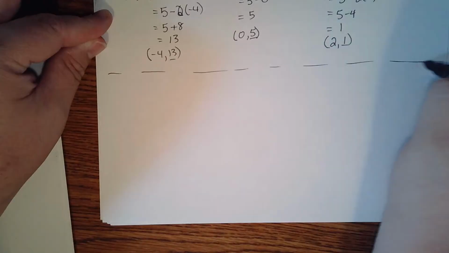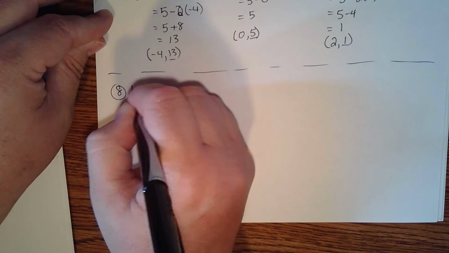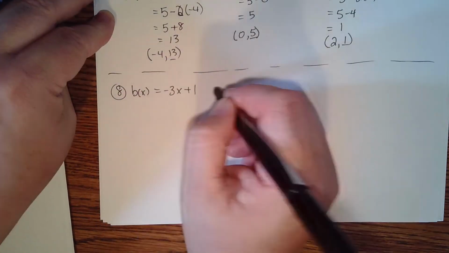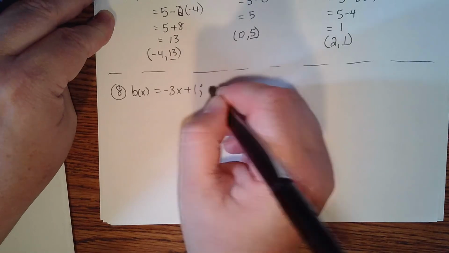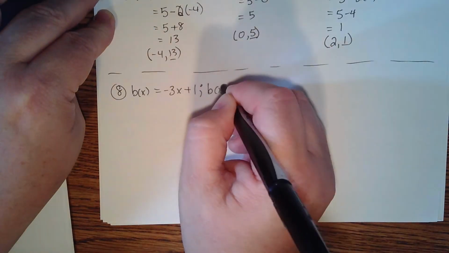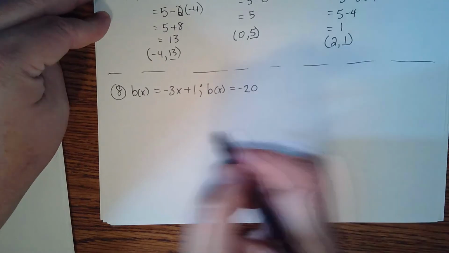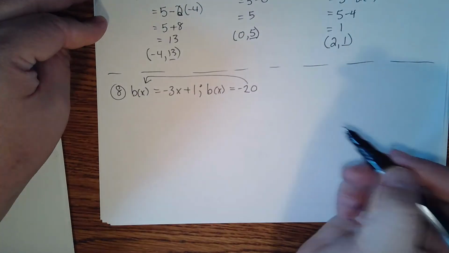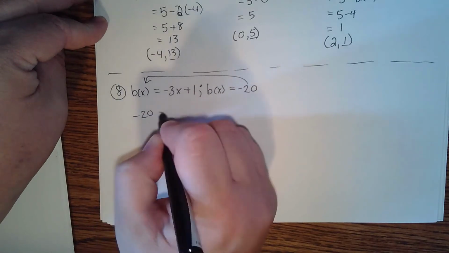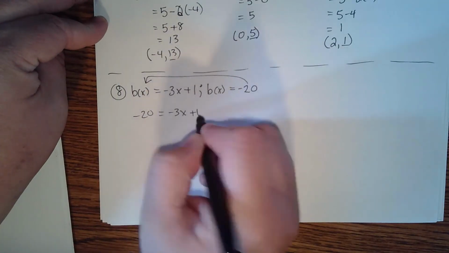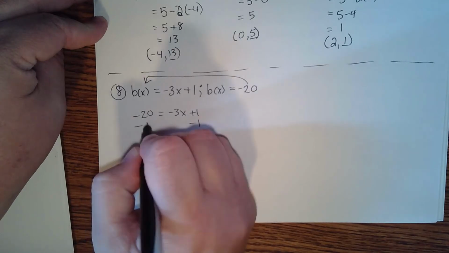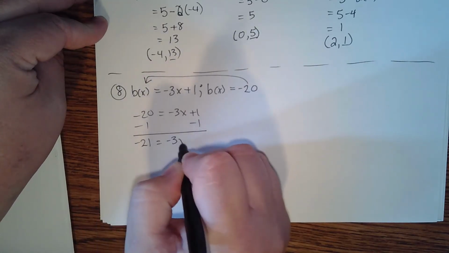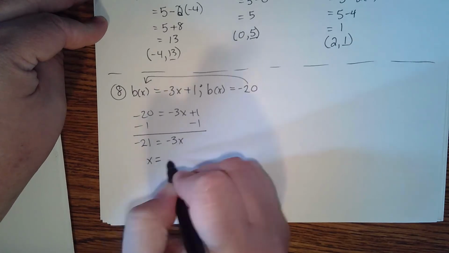So for number 8, we have b of x equals -3x plus 1. It says replace b of x with -20. So what you're going to do is take and just put this in place over here. That's it. So -20 equals -3x plus 1. And we literally just solved this like we did in chapter 1. So x is going to end up equaling 7.